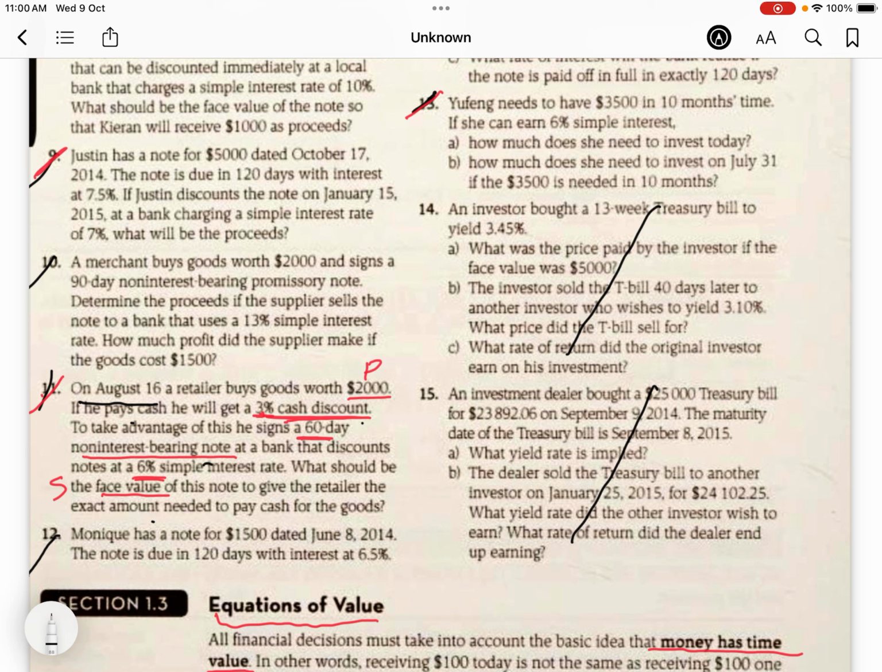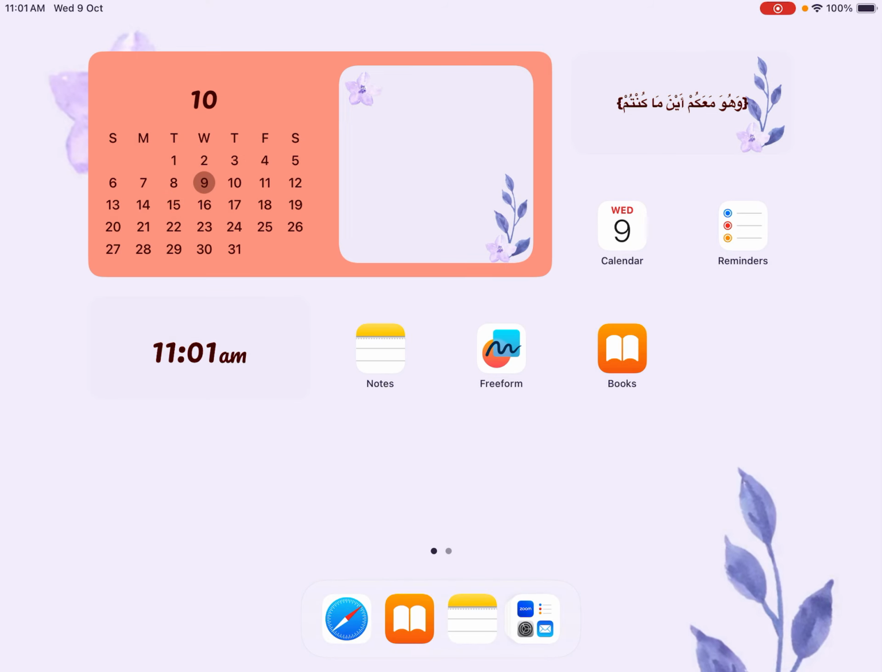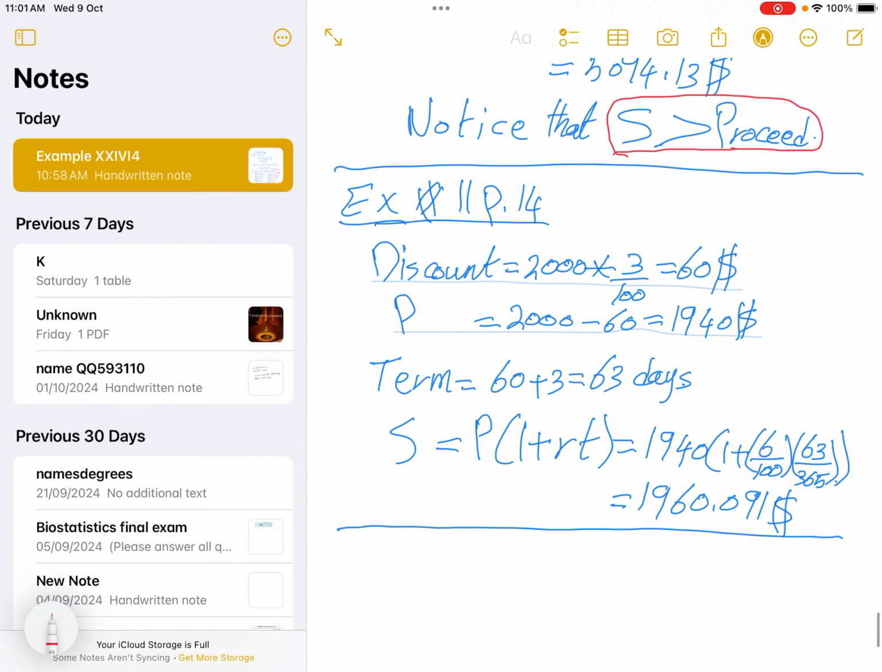Here, since S equals B multiplied by 1 plus RT, you have T as 63 over 365, R the discount rate is 6 over 100, B is 1,940. You will have S equal 1,960.071.